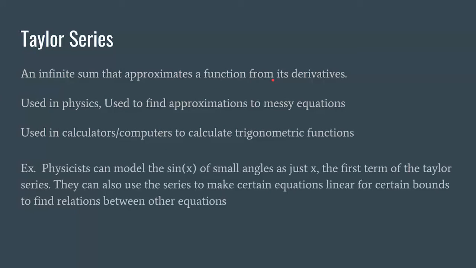An example: physicists, when modeling the motion of a pendulum, can model sine of x for really tiny changes of x as just x, the first term of sine of x's Taylor series around 0. They can also use a Taylor series to make certain equations linear for certain bounds, to find relations between other equations.